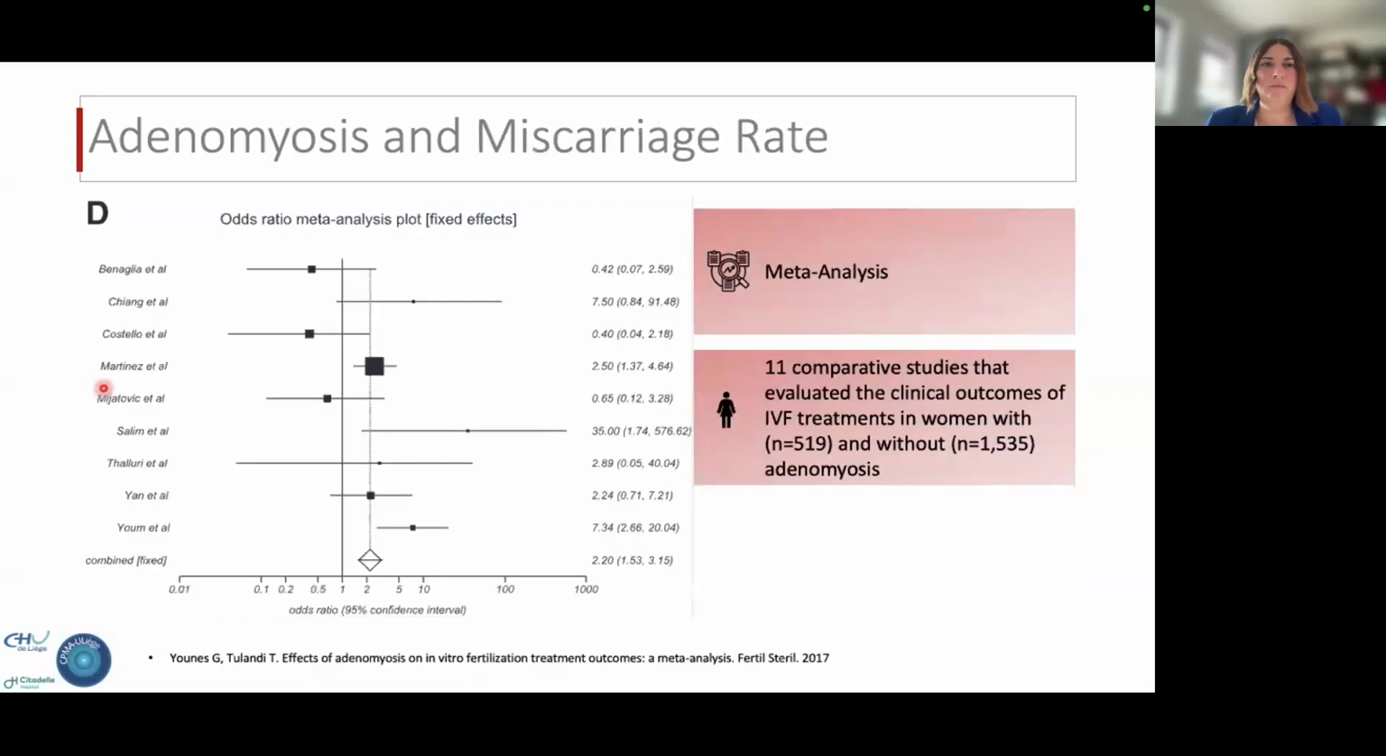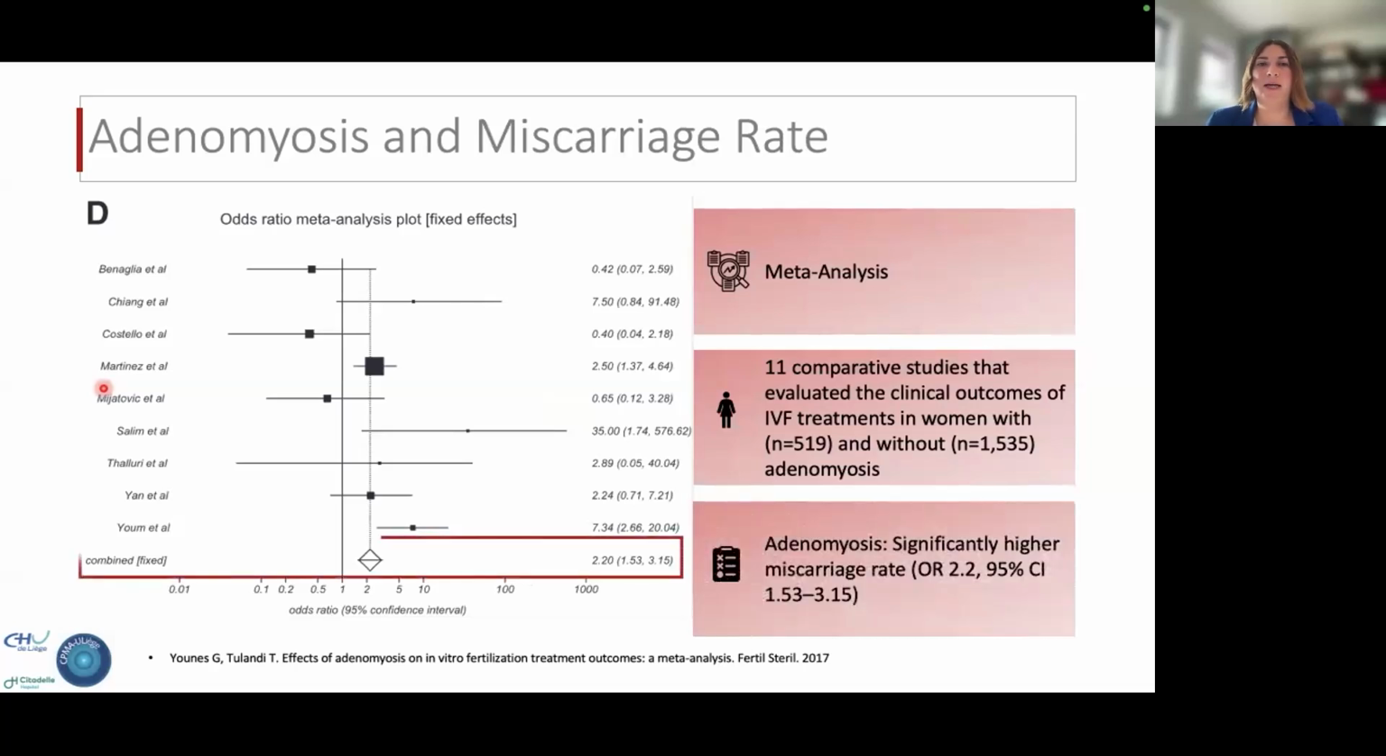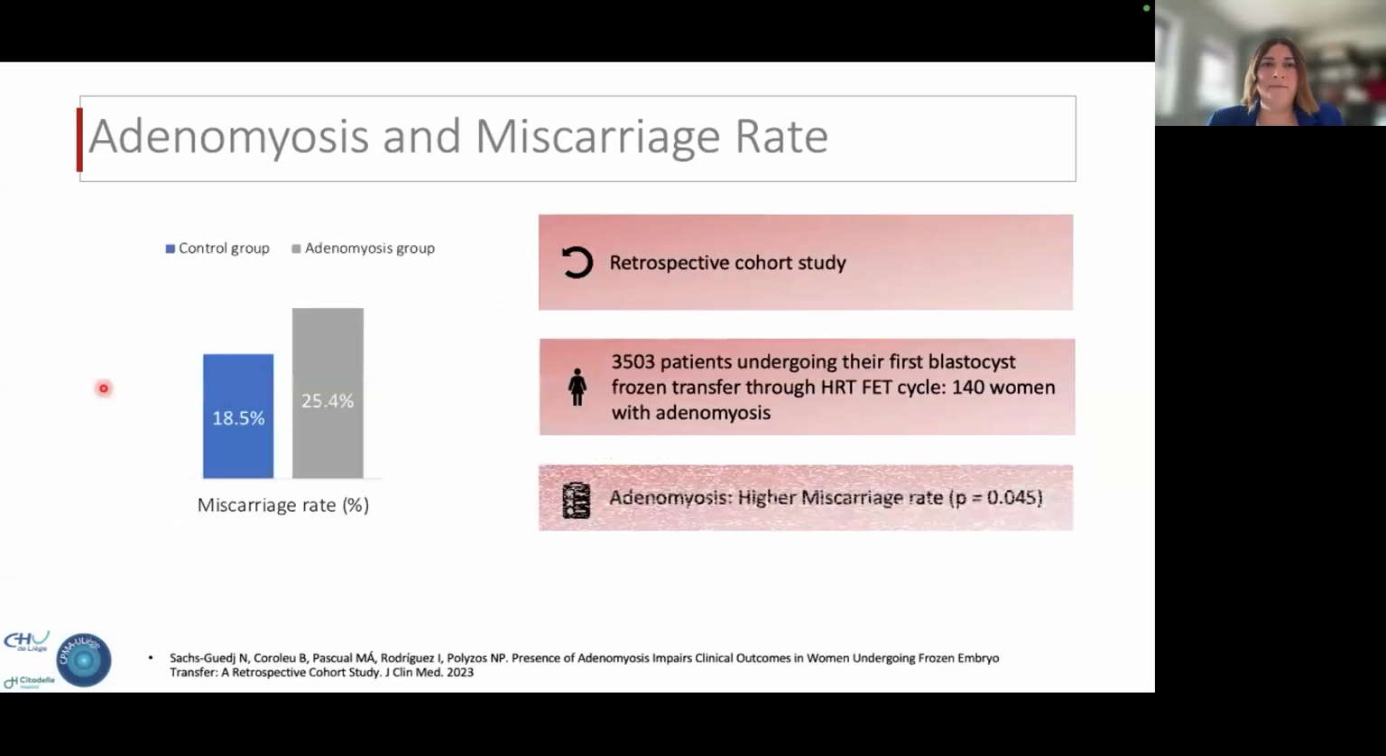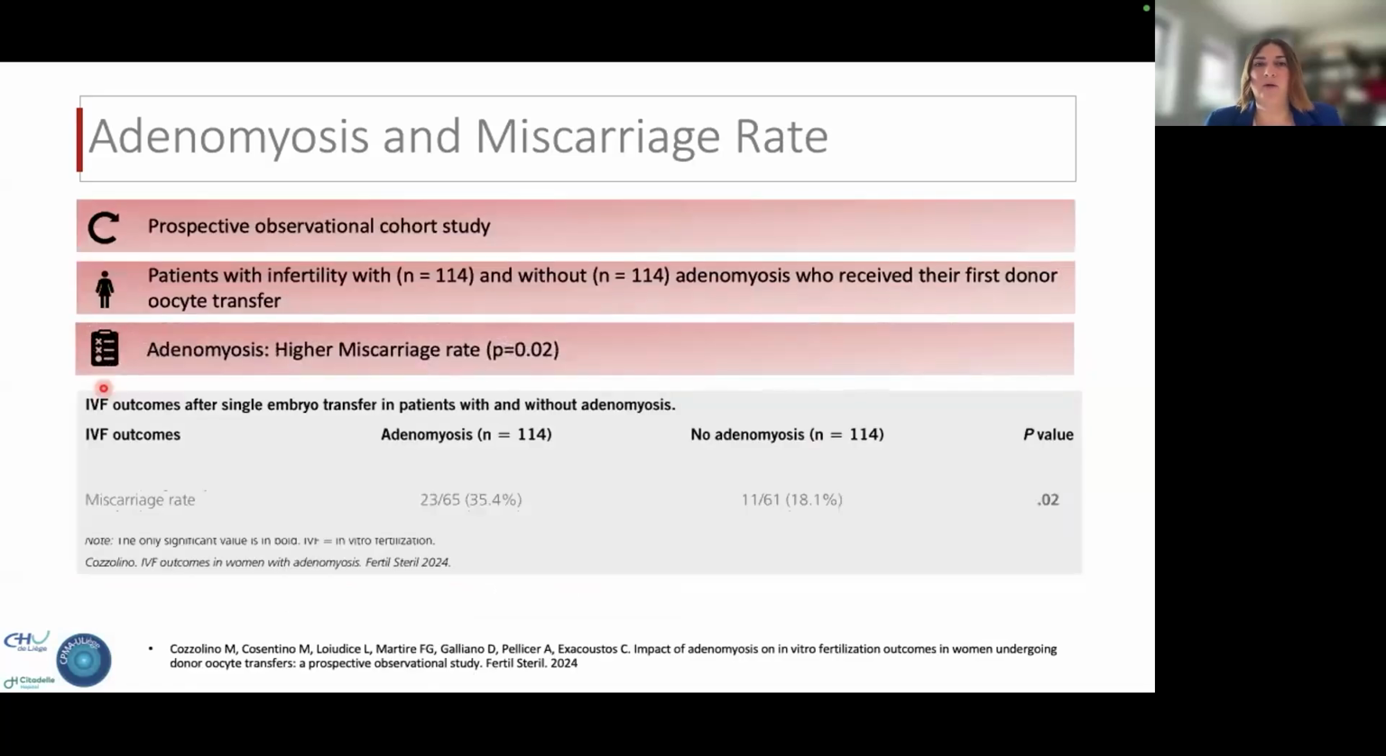Now let's take a look at the risk of miscarriage. An increased risk of miscarriage in adenomyosis patients was confirmed in the meta-analysis, and this is also confirmed in the retrospective study. And this time, it is also confirmed in the prospective study by Mauro Cozzolino, so the higher risk of miscarriages in patients with adenomyosis.